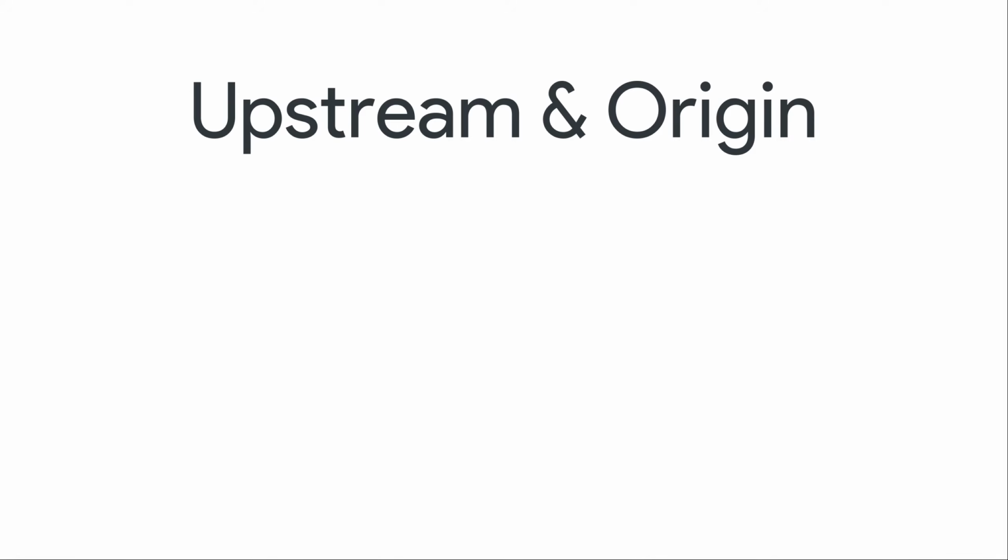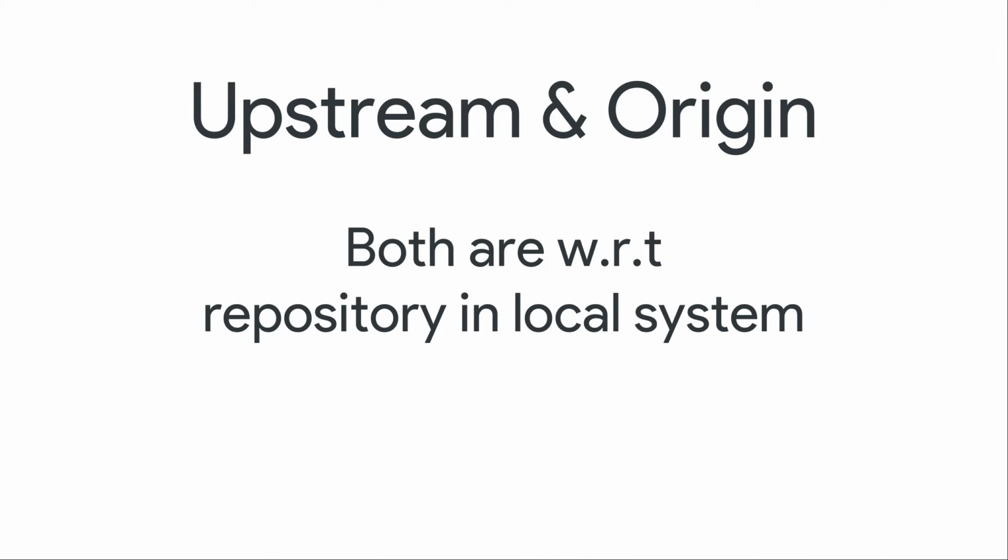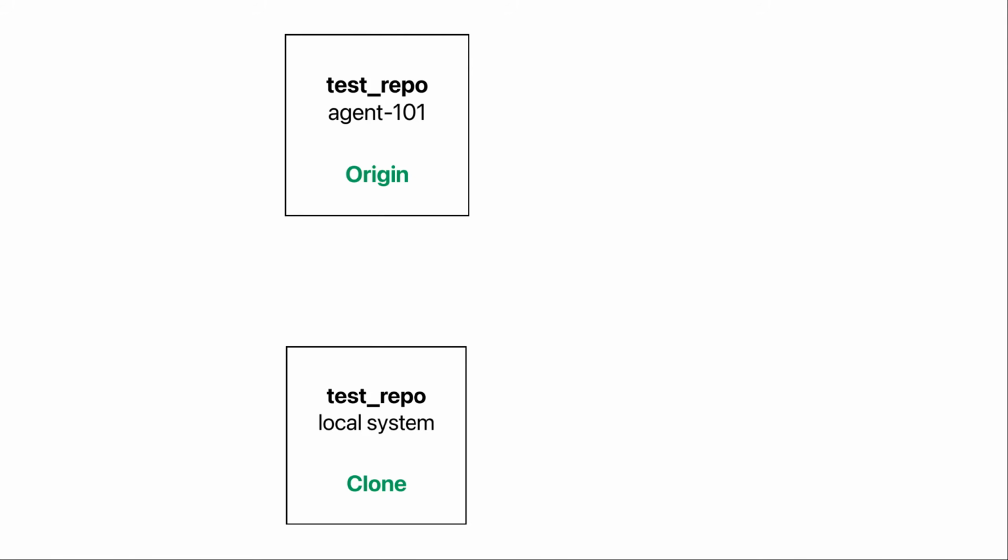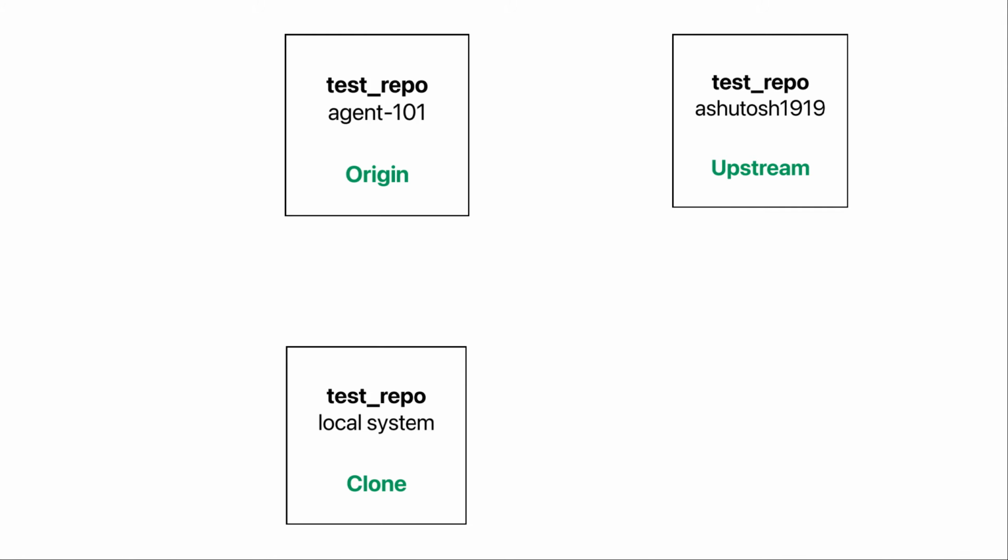So now let us understand what is upstream and origin in this system. Always remember that these two terms, origin and upstream, are always with respect to the local repository, which we have cloned. So in this case, the origin and upstream terms will always be with respect to the repository in my local system, because I have to run git commands in my local system. Now the origin is the repository from where we have cloned it in the local system. For this case, the origin will be the test repo in the agent101 account. Then what is the upstream? So upstream is the original repository. In this case, test repo in my personal account is upstream.